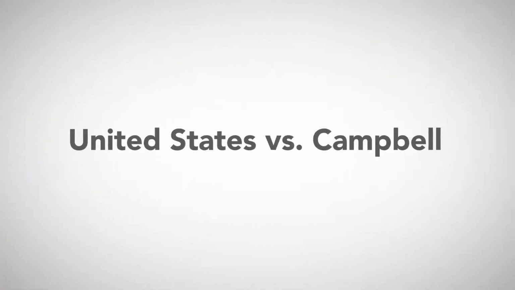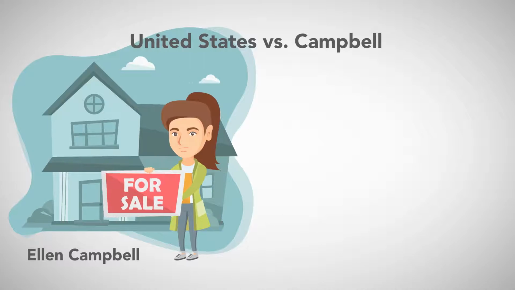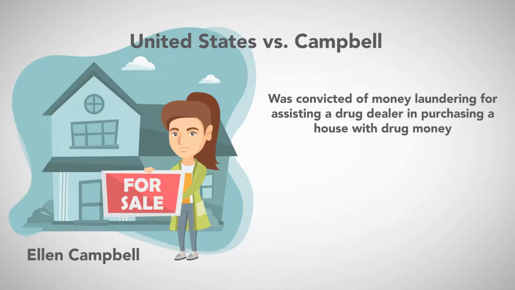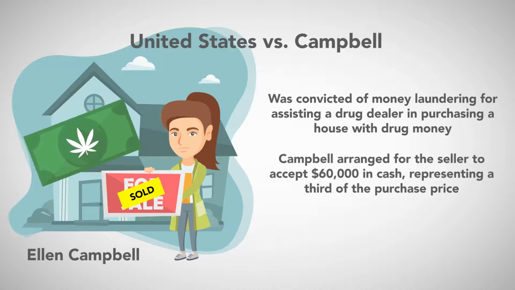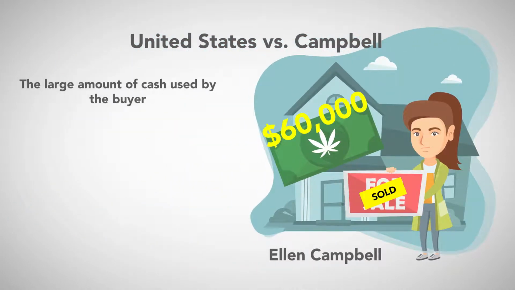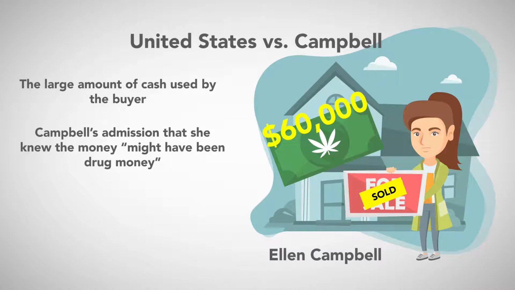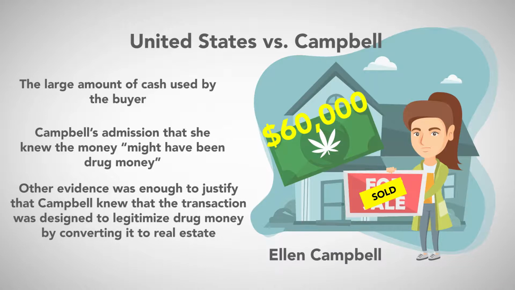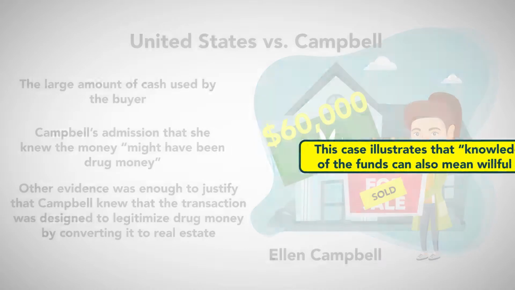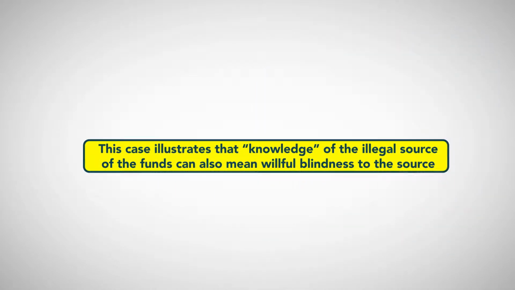In United States v. Campbell, Ellen Campbell, a real estate agent, was convicted of money laundering for assisting a drug dealer in purchasing a house with drug money. Campbell arranged for the seller to accept $60,000 in cash, representing a third of the purchase price. The large amount of cash used by the buyer, Campbell's admission that she knew that the money might have been drug money, and other circumstantial evidence was sufficient to justify the inference that Campbell knew that the transaction was designed to legitimize drug money by converting it into real estate. This case illustrates that knowledge of the illegal source of the funds can also mean willful blindness to the source.